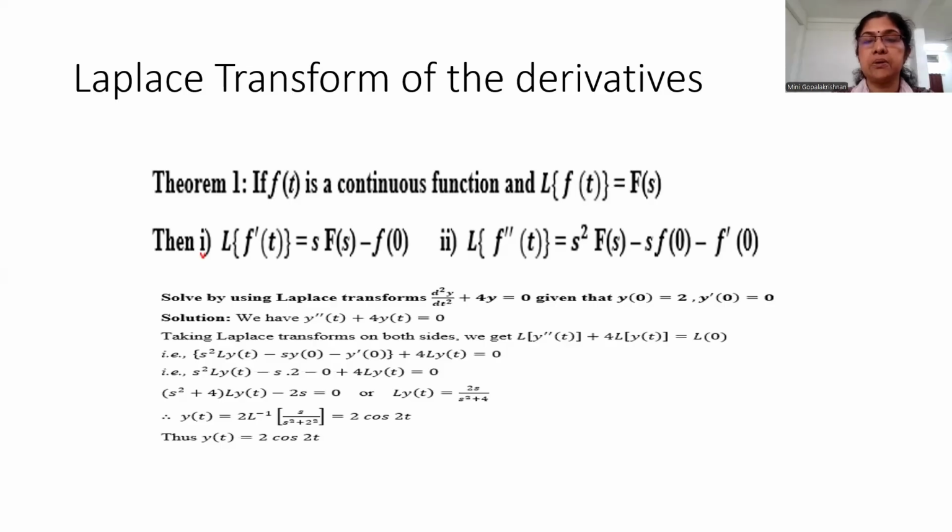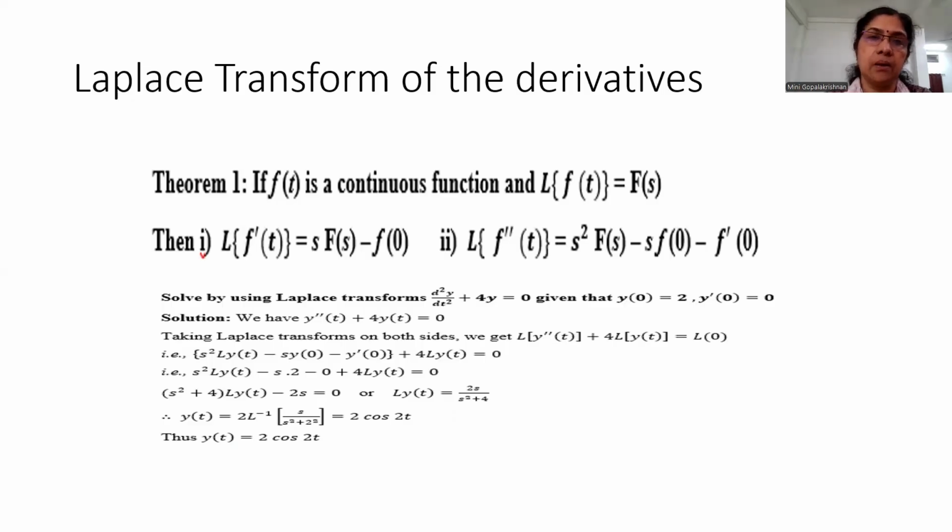Now, what is the Laplace transform of the second derivative? L of f double dash t will be s square F of s minus s f of 0 minus f dash 0. Please notice that all the functional values, f of 0, f dash 0, will come into the picture. So when we take L of f triple dash t, all these values again will come. So these are the Laplace transforms of the first derivative and second derivative.